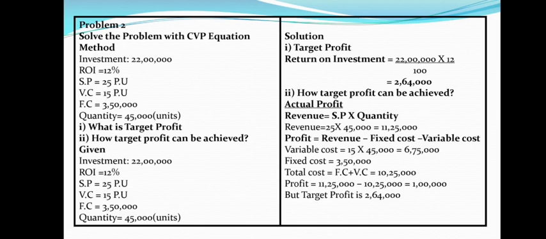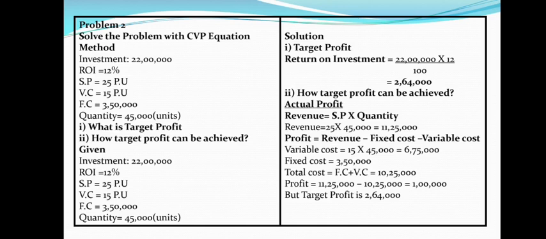So revenue equals selling price into quantity. So here the selling price is 25 per unit. So 25, the total number of units is 45,000. So we have got the revenue as 11 lakhs 25,000. So now we need to calculate the profit. Profit is nothing but subtracting the total cost from the revenue. So we need to calculate total cost.